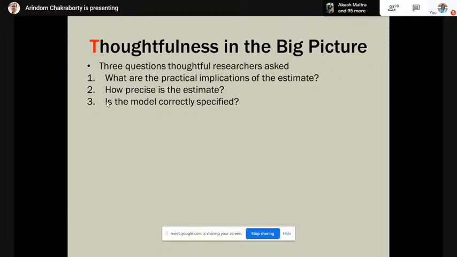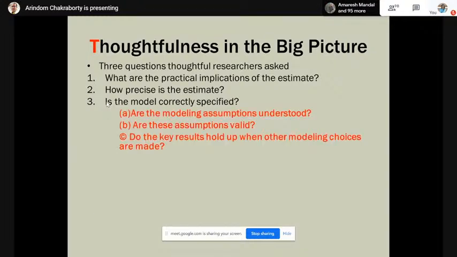The third one: is the model correctly specified? Well, this question will again generate three more questions. The first thing, are the modeling assumptions understood? You are saying, well, I will do some sort of ANOVA with this data, or a t statistic with this data. So what are the assumptions for a t test? What are the assumptions of an ANOVA? Are they satisfied? If not, then you shouldn't use that. So you will ask, are the modeling assumptions understood?